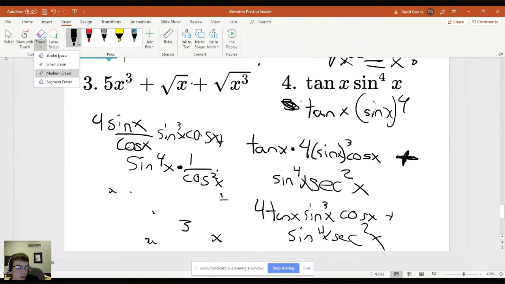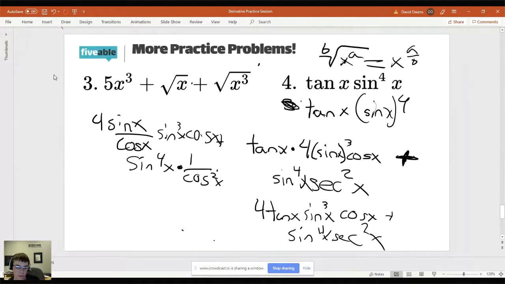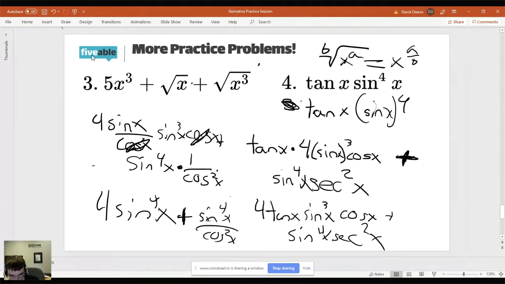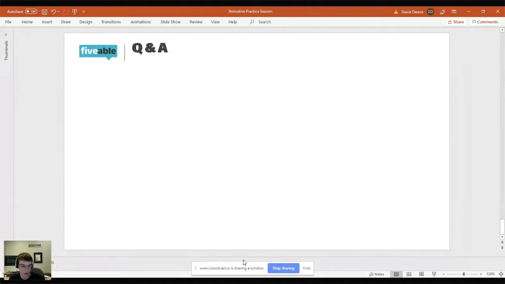Let me just clean up a little bit more down here. So you can see that we can cancel these and combine these two. So we've got 4 sine to the fourth x plus sine to the fourth x over cosine squared x. And then this can be simplified further into tangent, but that's basically the gist of going through product, quotient, and chain rules, putting those into practice, and then reviewing some of those addition, subtraction, power, and trig rules.